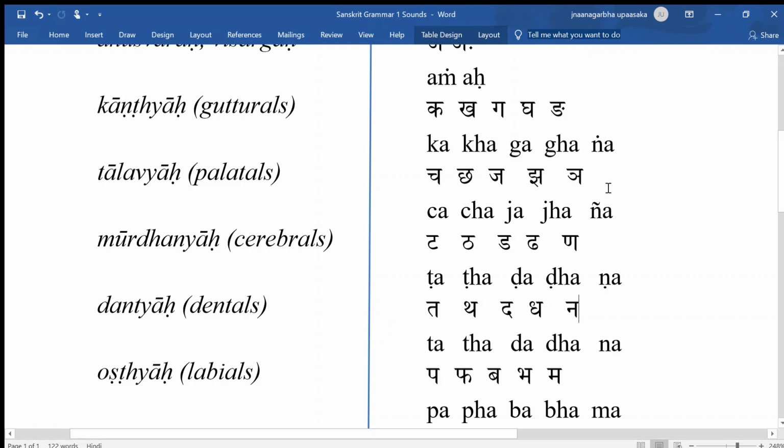These 5 rows all work in a similar manner, in the sense that each group of 5 is subdivided in the same manner. So you can see that the first and the third have small aspiration, while the second and the fourth have great aspiration. So they have the same sound differentiated only by aspiration. Ka and kha, ga and gha.